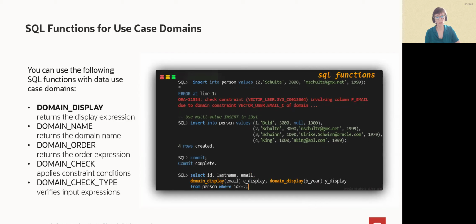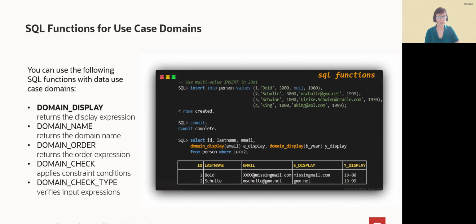And when you use domain display here for email and year of birth, you can see what I have defined in the display part of the domain here. It's missing mail, it's a suffix of the email address.